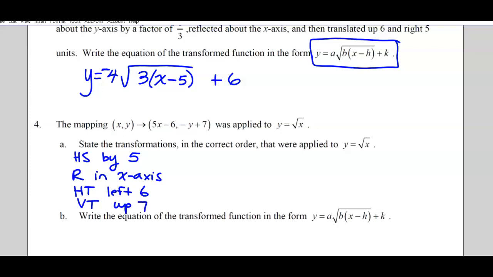Okay? SRT: stretches, reflections, translations, in that order.